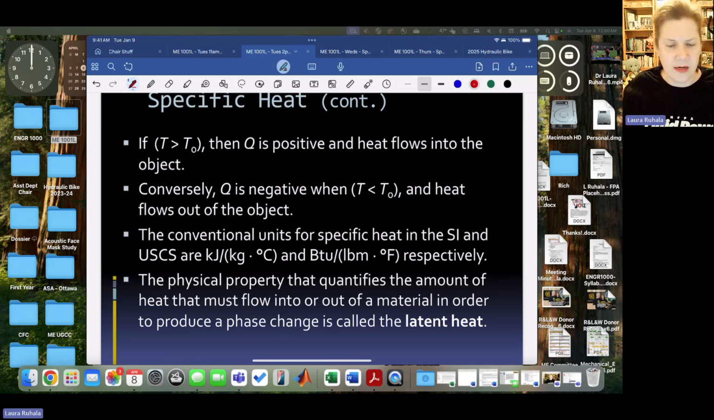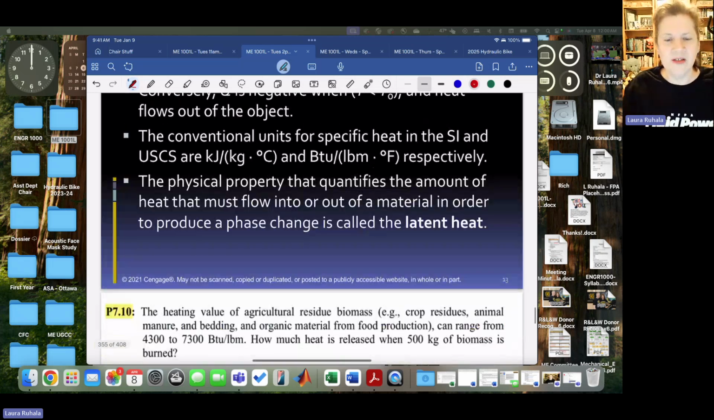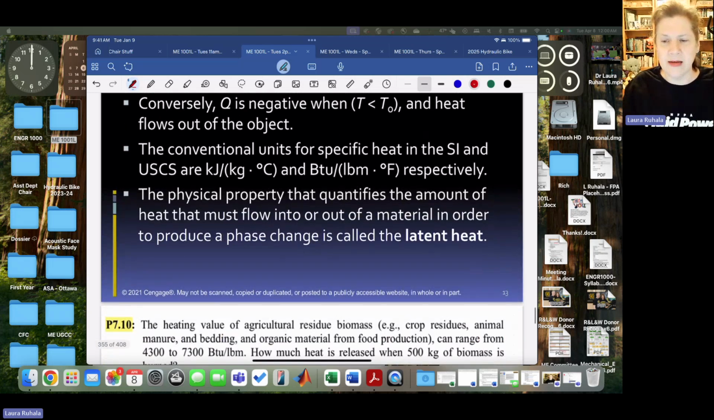The physical property that quantifies the amount of heat that must flow in or out of a material to produce a phase change is called the latent heat.